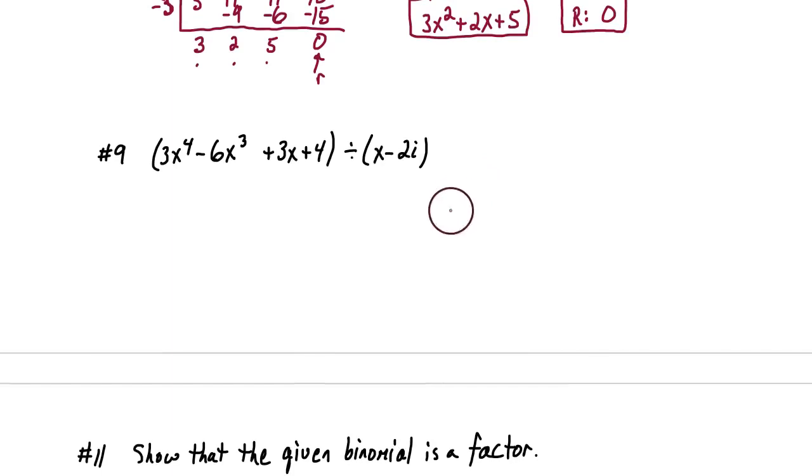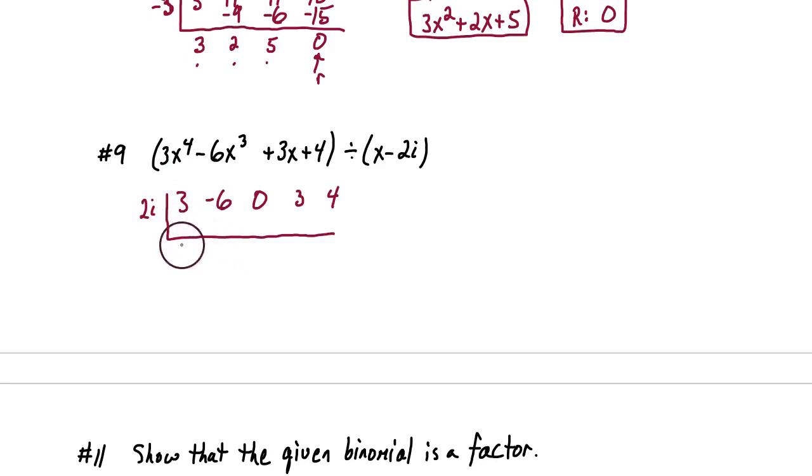Number 9, let's do this the same way. So we have 3, negative 6, 0x squared, then 3, then 4. And we're dividing in 2i. Let's run through the process. 3, 6i. When you add this together, it's negative 6 plus 6i.